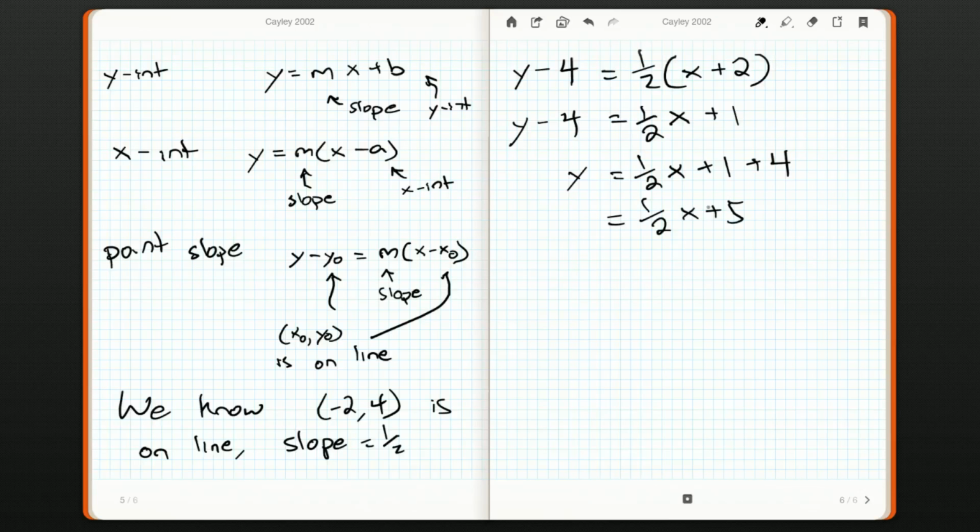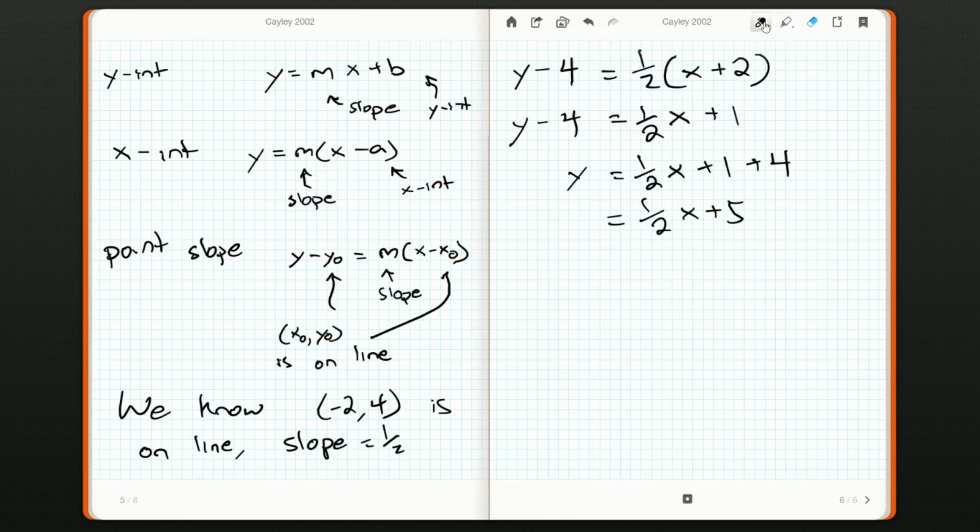Now, something I like to do at this point, just to make sure that everything's working out right, let's double check. We have a slope of 1/2, so we've got that. And is the point (-2, 4) still on this line? Well, if I plug in -2 here, 1/2 times -2 is -1, plus 5. That's definitely going to be 4, so we're good to go. So this really is the same line that they give us in the question, but now we have it in y-intercept form.